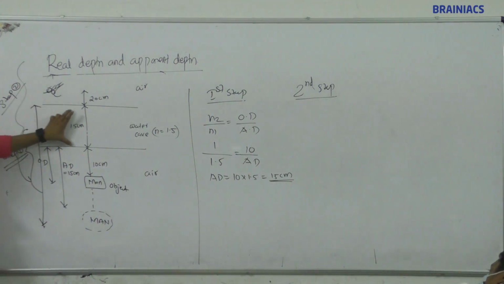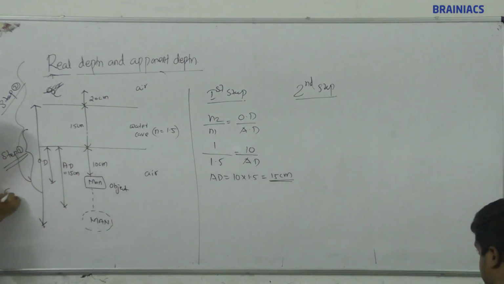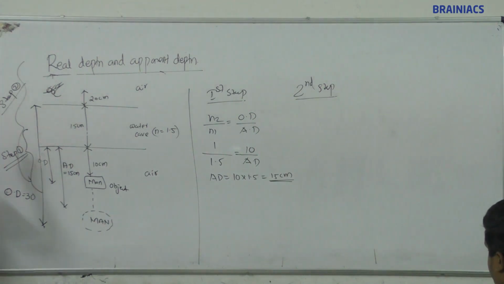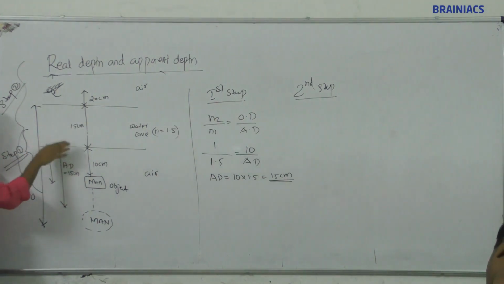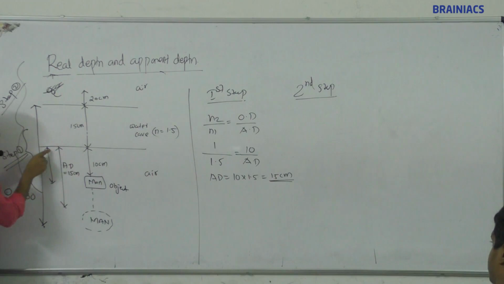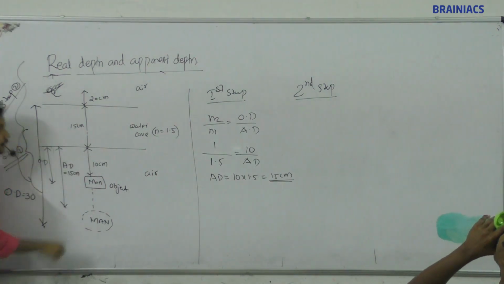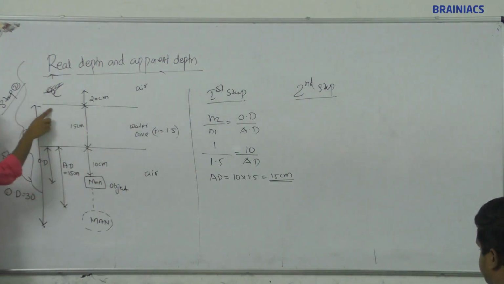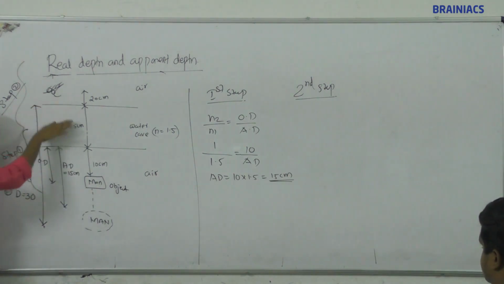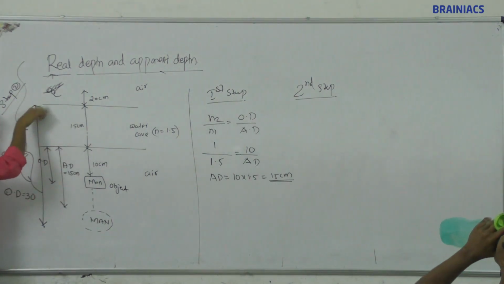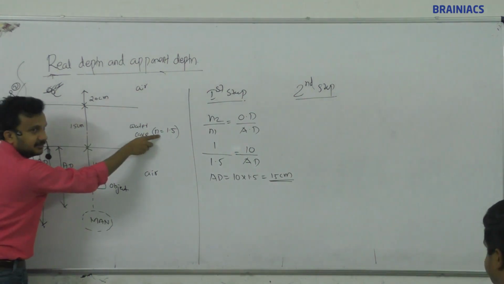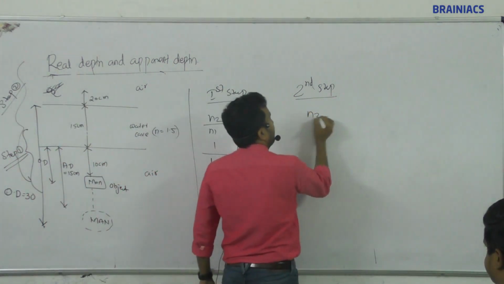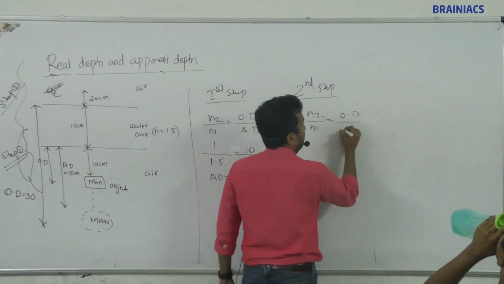The original depth you don't know. What is the refractive index? Where is it placed? Now you are looking from below this line. Everything is 1.5. This is your border line. Here N2 is the object. The man is under this line. So under this line, what is the immediate refractive index? 1.5. So we write N2 divided by N1 equals original depth divided by apparent depth.